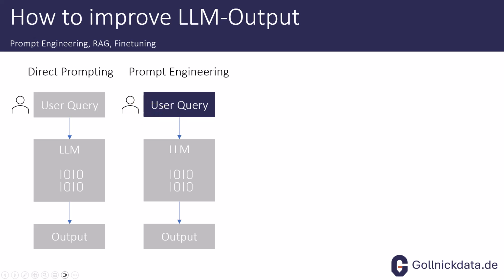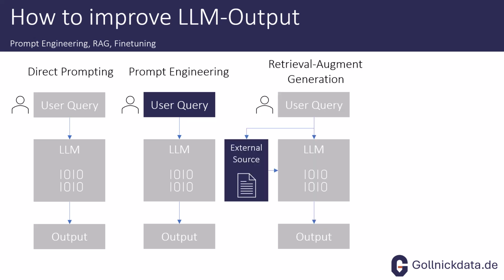But this might not solve the problem if the model doesn't have the answer. So if in the model weights the answer is not included, then you cannot solve it with prompt engineering. And here the technique called retrieval augmented generation is coming into play. This is working in the following way, and we will spend a lot of time on this.